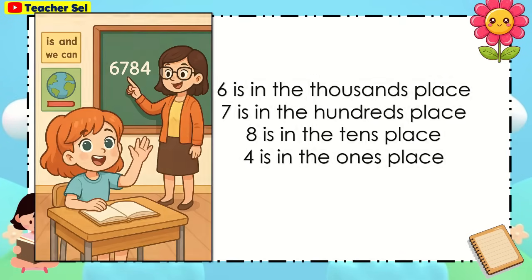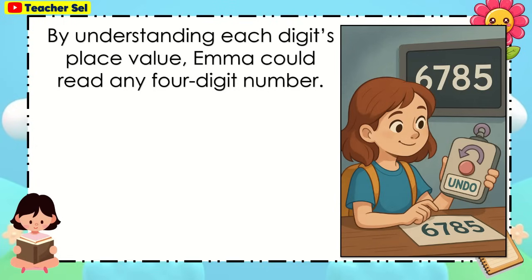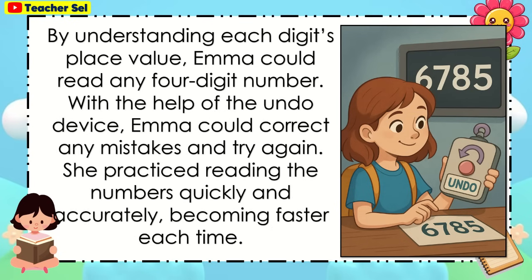4 is in the ones place. By understanding each digit's place value, Emma could read any 4-digit number. With the help of the undo device, Emma could correct any mistakes and try again. She practiced reading the numbers quickly and accurately, becoming faster each time.